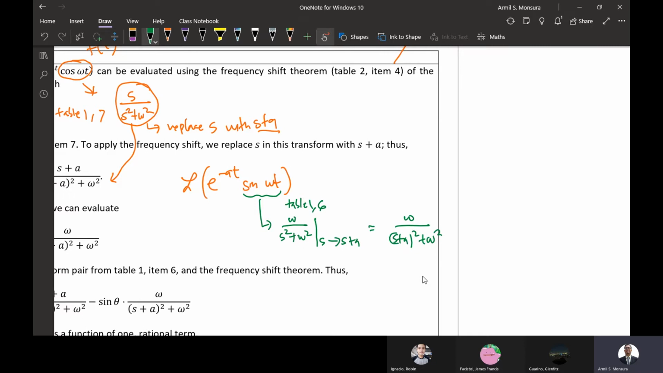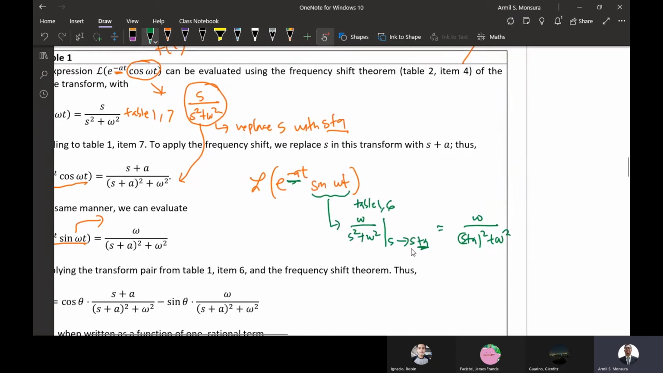So, yun. Papalitan talaga natin siya. Again, S plus A yung ipapalit ko dito kasi nakita natin na negative A ito. So, S plus A yung ipapalit ko doon. So, ang magiging transform ngayon nito, okay, is ito na nga. Makikita niyo dito.